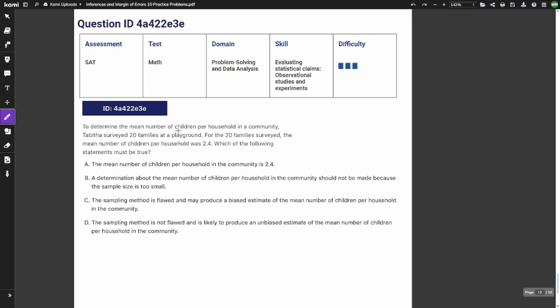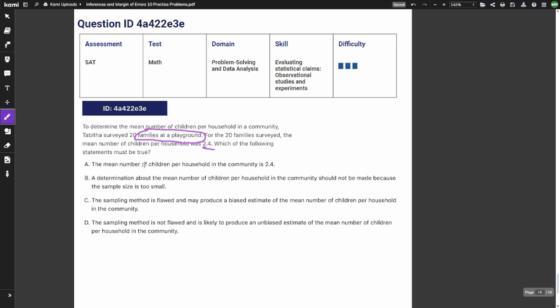So here, this person surveyed only families at a playground. And we all know that who would go to a playground unless they had a kid? I mean, actually, I don't discriminate. If you're a grown adult going to a playground, there's nothing wrong with that. But we know most likely it's going to be children. And we know the mean of those 20 families was 2.4, the mean number of children. So let's look at our answer choices.